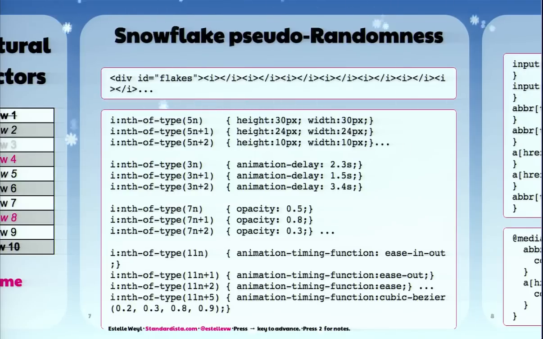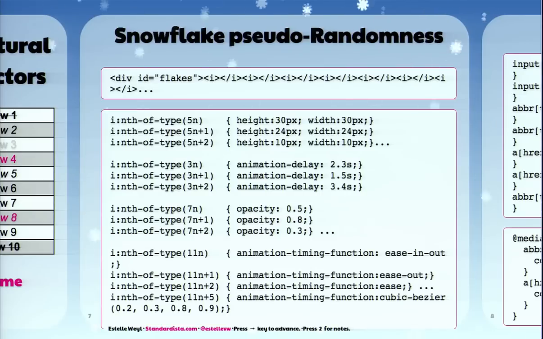Different opacities, so every 7th, 14th, 21st would be 50% opaque. Every 1st, 8th, 15th, I can count, would be more opaque. Does that make sense to people?